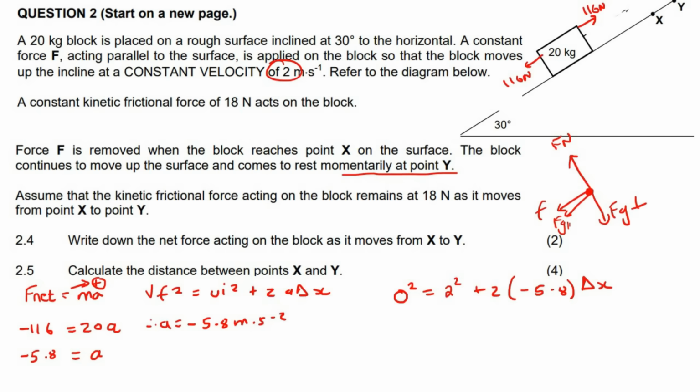Okay, now you can solve this in multiple ways, but I'm going to take this over to the right-hand side. So we'll end up with 4 equals 11.6 delta x. And so if you had to get delta x alone, you would say 4 over 11.6. And that should give us 0.34 meters.